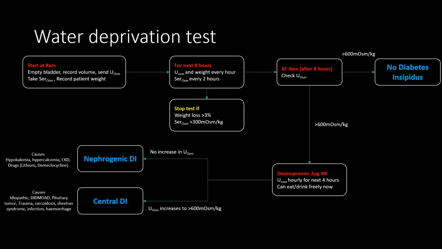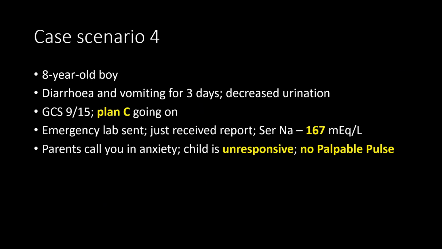Coming to the last case scenario, that is case scenario 4, an 8-year-old boy has come to you with complaint of diarrhea and vomiting for 3 days with decreased urination. The GCS of the child is 9/15 and plan C correction of dehydration is going on. Emergency laboratories you have sent. You just received the report in the ICU.